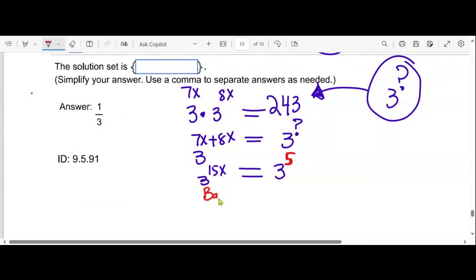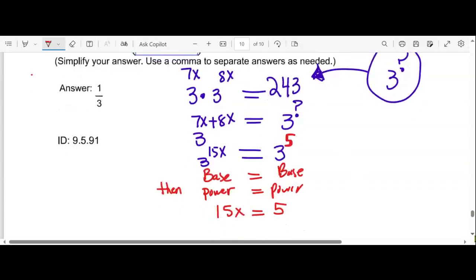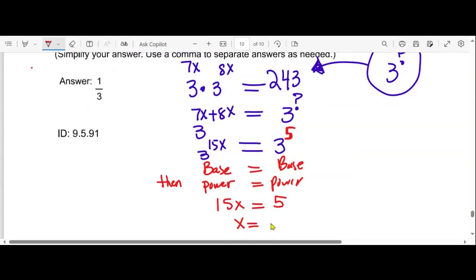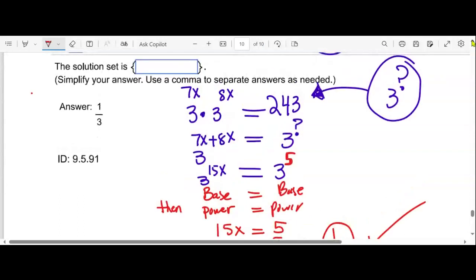So we have the base equal what? The base, 3, right? If the bases are equal, what happens to the power? The power equals what? The power. So 15x equals what? 5. Correct? Yes. So x equals how much? 1 over 3. Yes. Is this clear? Yes. So x is 1 over 3 here.